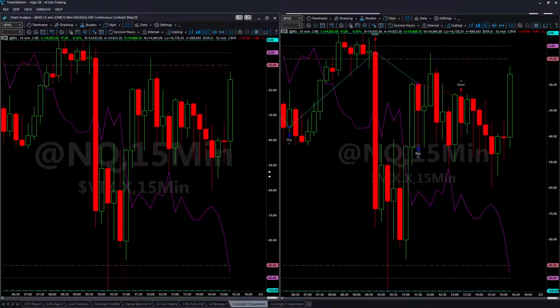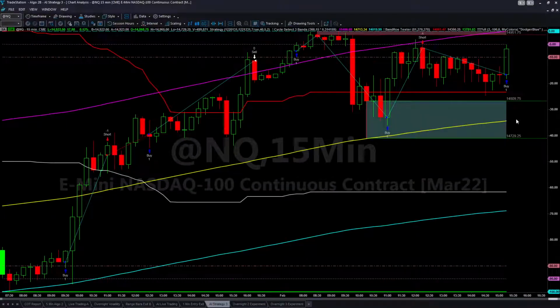Then I'm experimenting with these as well. These still have some work, but I am looking into them, and I'm working on something for the ES as well. But that's only going to be for observation and research purposes only. I'm not going to trade the ES, and that's over here, overnight number 3. It's an experiment that I'm doing.